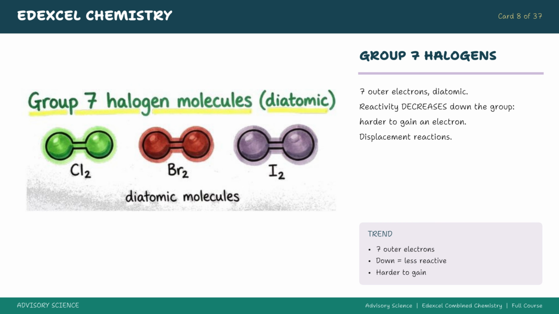Reactivity decreases down the group. It's the opposite of group 1. And this is because the outer shell is further from the nucleus, so it's harder to gain an electron. A more reactive halogen displaces a less reactive one from its salt.